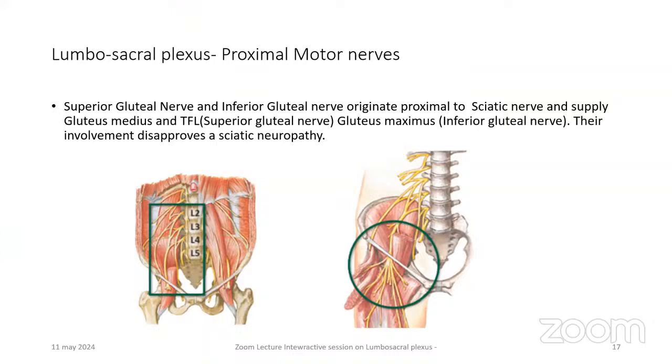The superior gluteal nerve and the inferior gluteal nerve originate proximal to the sciatic nerve origin. And these supply gluteus medius and gluteus maximus, which are important muscles. Their involvement disproves a sciatic neuropathy. So if you are able to demonstrate abduction weakness or hip extension weakness, then it is not at all sciatic neuropathy. Though sciatica is attributed to sciatic neuropathy, it's rarely a cause for back pain. Back pain is usually caused by S1 radiculopathy.